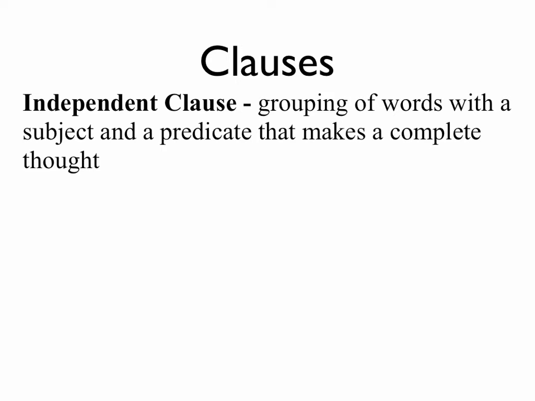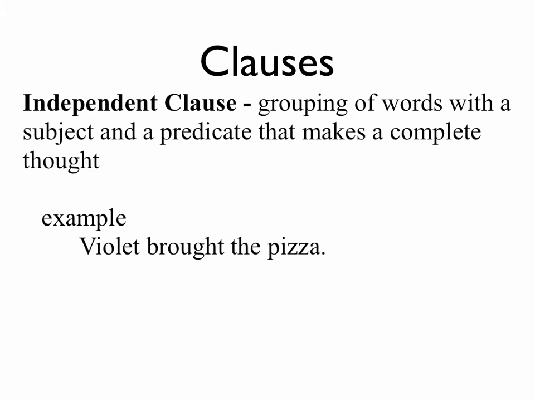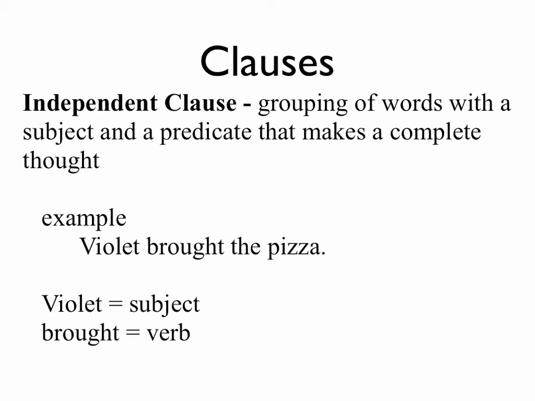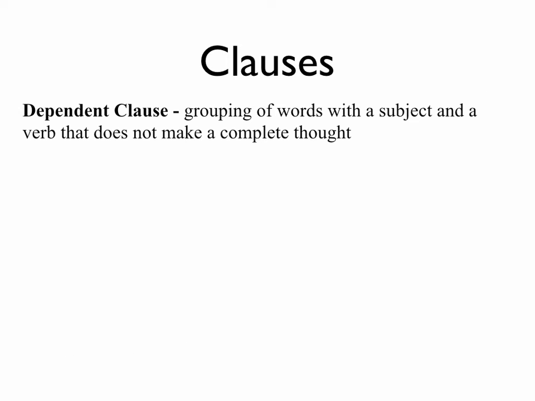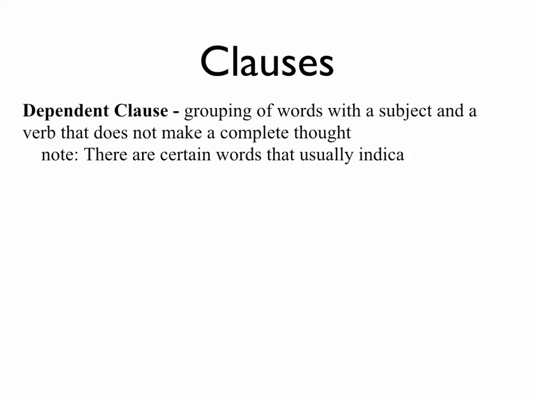An example of that would be Violet brought the pizza. Okay, Violet's the subject, brought is the verb, and pizza is the object. You can also have dependent clauses, which are a grouping of words with a subject and a verb, but dependent clauses do not make a complete thought.